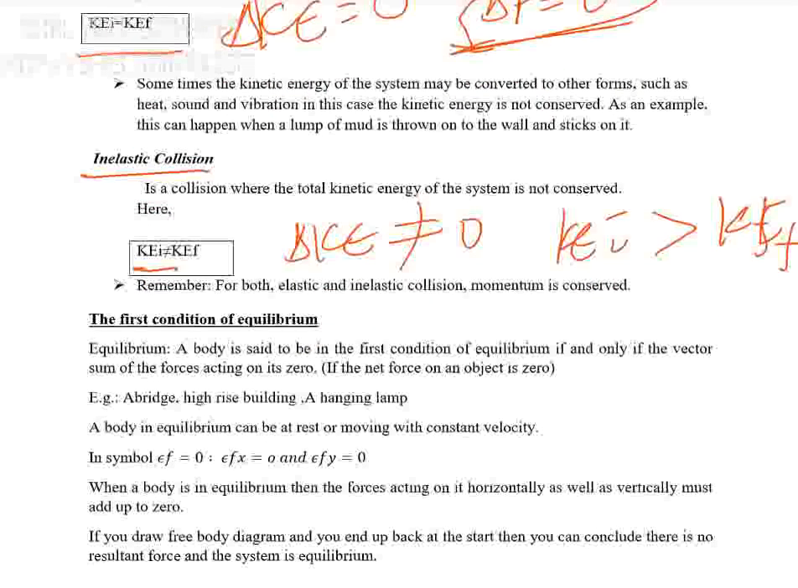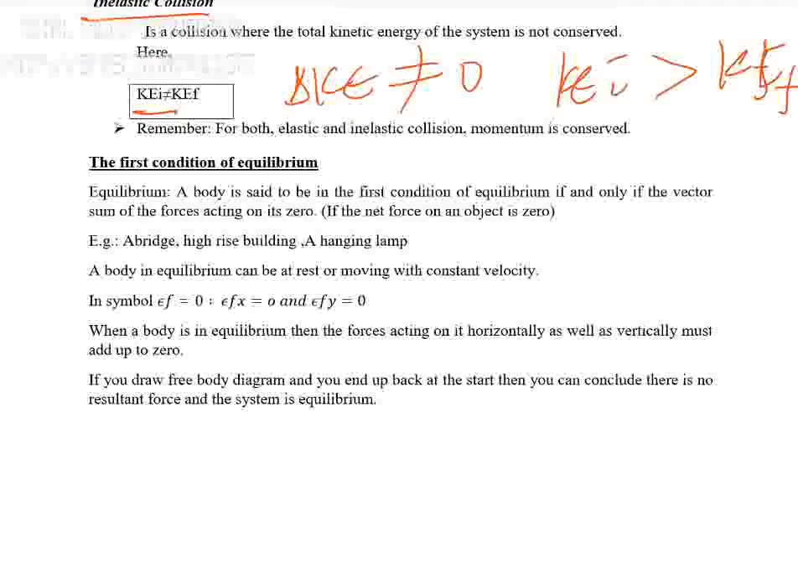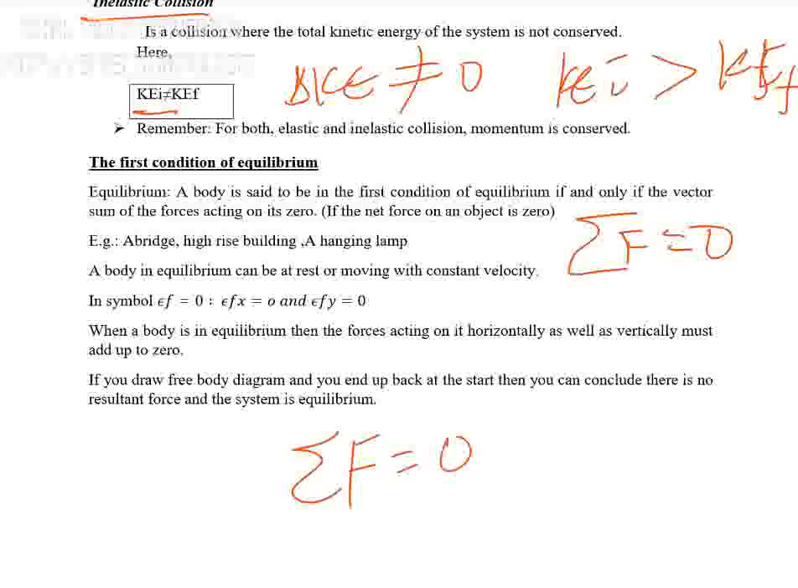Loss of energy. And the final point for this unit is the first condition of equilibrium. The first condition of equilibrium states that the summation of forces acting on a body must sum to what? Zero. If this happens, the object is in equilibrium. Therefore, to be in equilibrium, the summation of all forces acting on that body must come to 0.